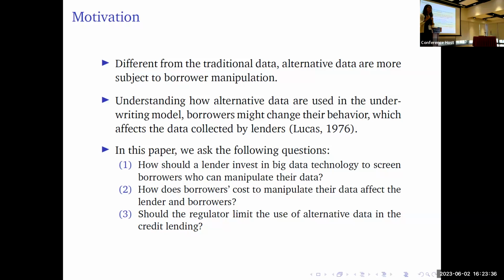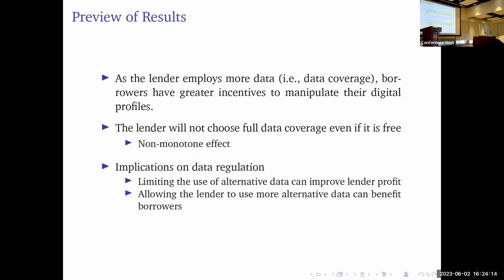So in this paper, we ask the following research questions. First, how should a lender invest in such big data technology to screen the borrowers? In this context, we look at how borrowers can manipulate their digital profiles. The second research question is how the borrowers' manipulation cost will affect the data collection and the borrowers' manipulation decisions. And finally, what will be the implications for regulation from the use of alternative data in the credit lending markets? So here's a preview of the results.